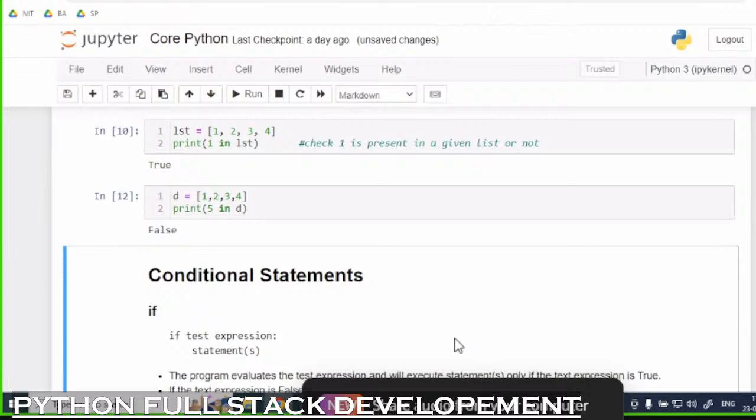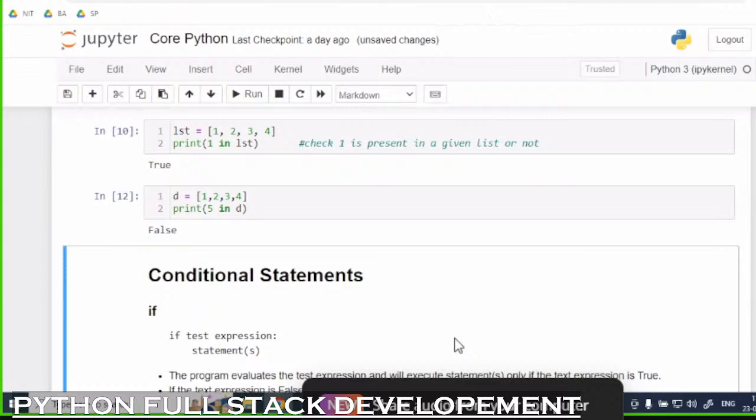Right? So here we are having in and not in. So 5 is not in the D. Yes, it is not in the D. 5 is not available in the D. D consists of only 1, 2, 3, 4. Where is 5? Not there. So 5 is not in the D. The answer is true. So like this you are going to get.